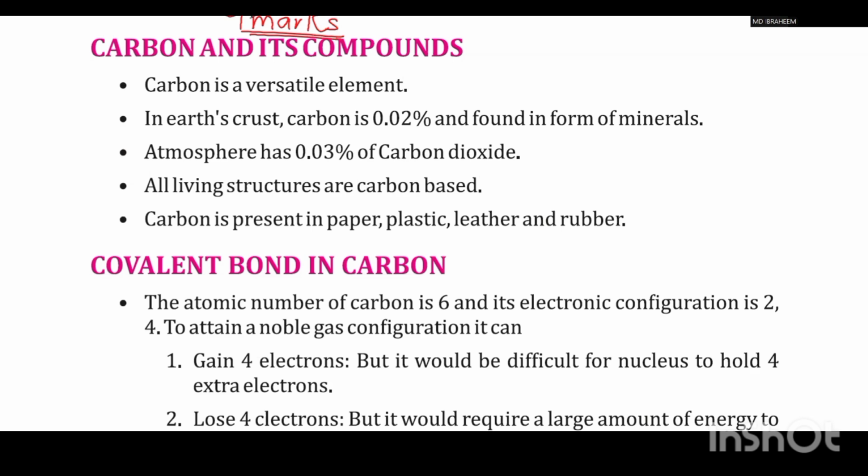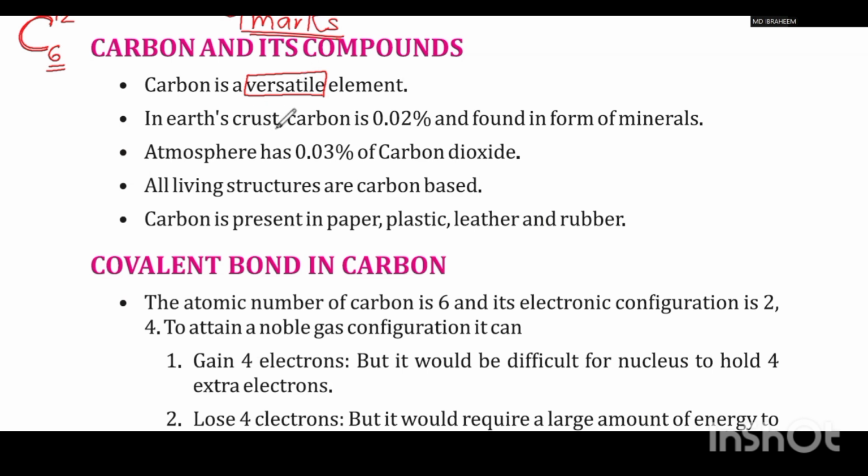Let's start with carbon and its compounds. You know that the symbol of carbon is capital C, and its atomic number is 6 while its mass number is 12. Another important point, my dear students, is that carbon is the most versatile element in the world. Why? Because carbon can form a maximum number of compounds, even more than all the rest of the elements taken together can form in the periodic table.